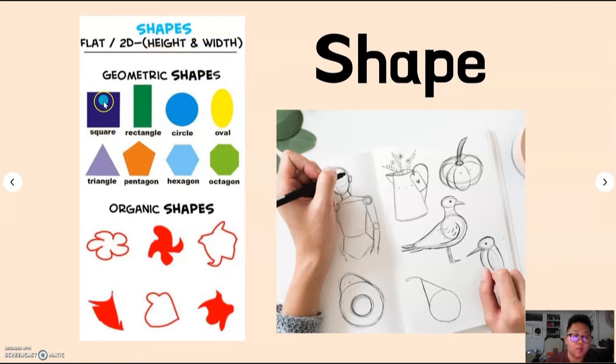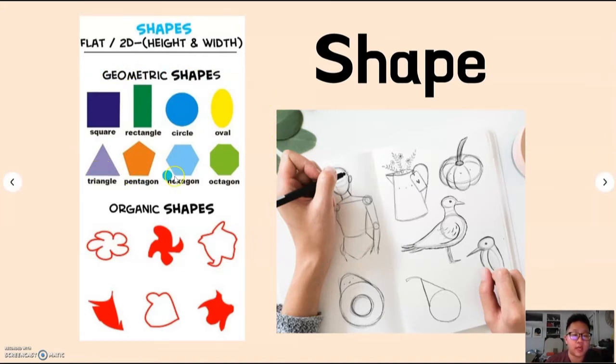That means they go up and down and have a height, and when it goes side to side, it has a width. Circles and other shapes also have height and width. It's how long and how tall they are. Now let's see these different types of shapes. There are two categories of shapes.